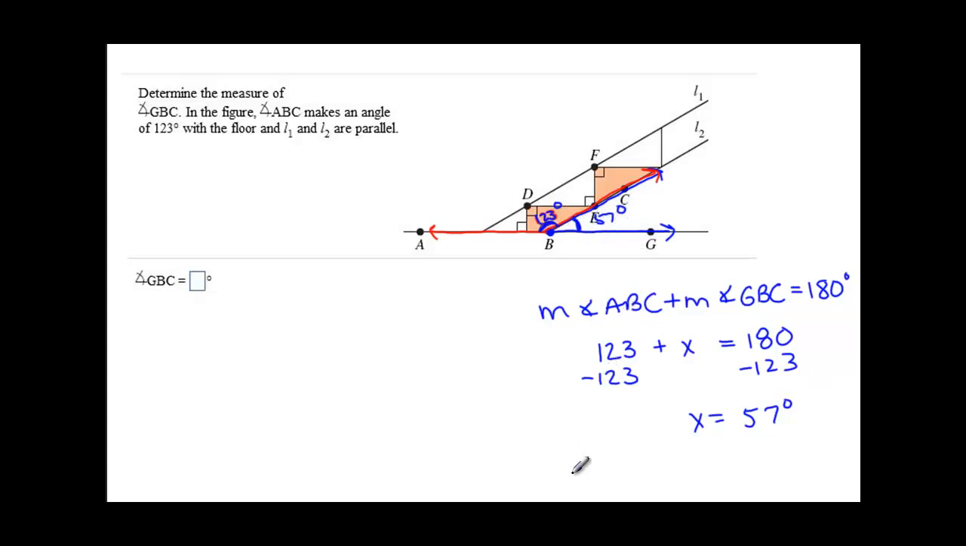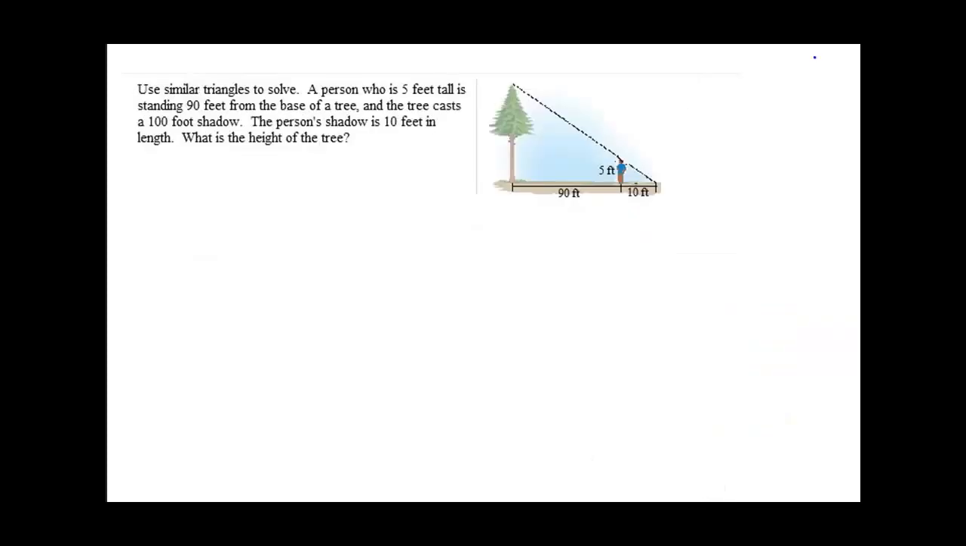180. Here's a homework problem that's similar to one of our homework problems in 9.2. It says use similar triangles to solve. A person who's 5 feet tall is standing 90 feet from the base of a tree, and the tree casts a 100-foot shadow. The person's shadow is 10 feet in length. What is the height of the tree?